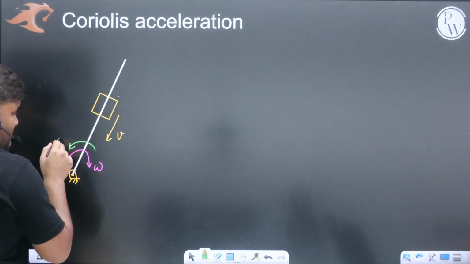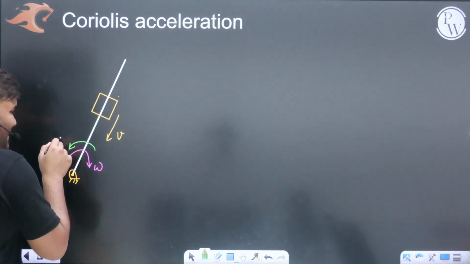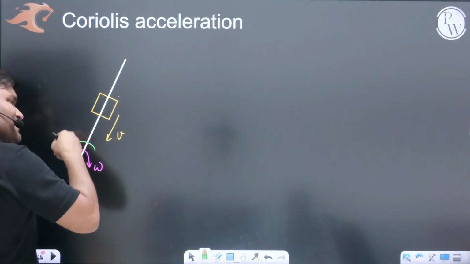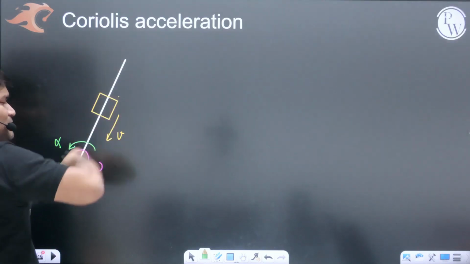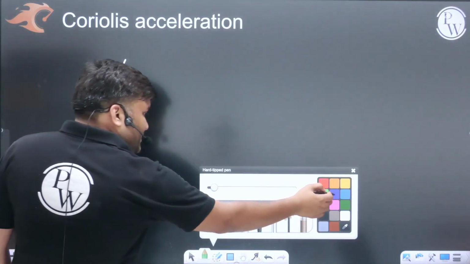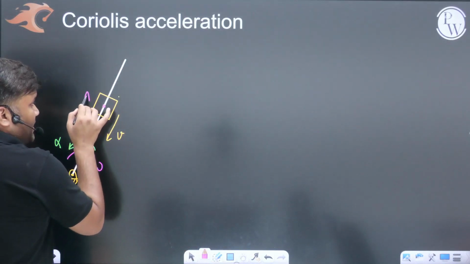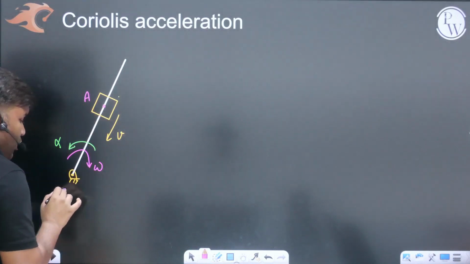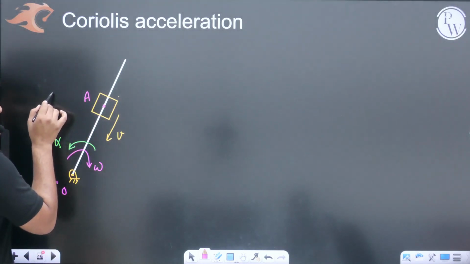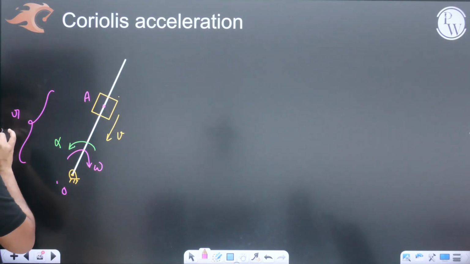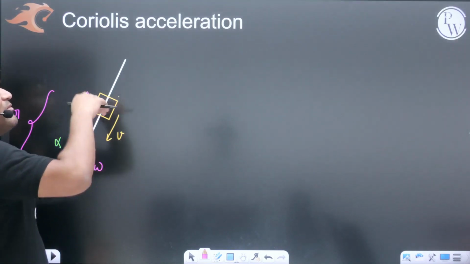Angular acceleration alpha is also given. Omega is there, alpha is there, simultaneously sliding is also there. There is a point on this link, which is point A. The distance from point O to point A is given as, suppose, R. They are asking you to tell the total acceleration.